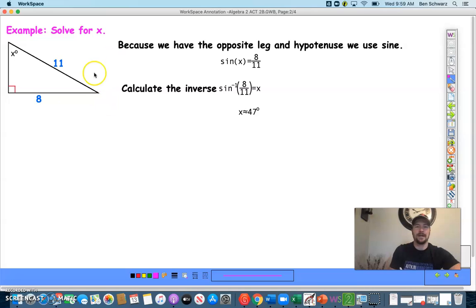So to find an angle, here we want to find angle x. We see we have the opposite side here, and then we have the hypotenuse here.